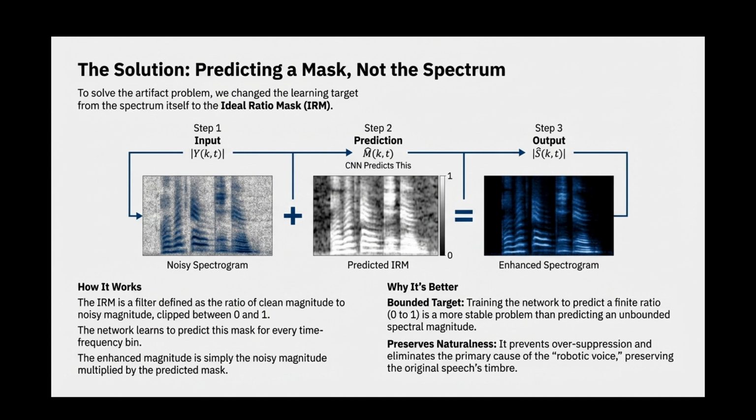To fix that, we changed the learning target to the ideal ratio mask, IRM. The IRM is the ratio of clean magnitude to noisy magnitude, clipped between 0 and 1. The network predicts this mask for each time-frequency bin. Then we multiply the noisy magnitude by the predicted mask to obtain an enhanced spectrogram. Why is this better? First, it's a bounded target, which stabilizes training. Second, it preserves naturalness because instead of inventing a spectrogram from scratch, we attenuate noise while keeping speech structure.